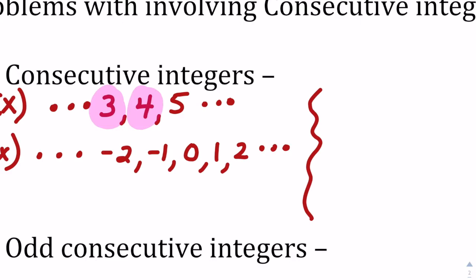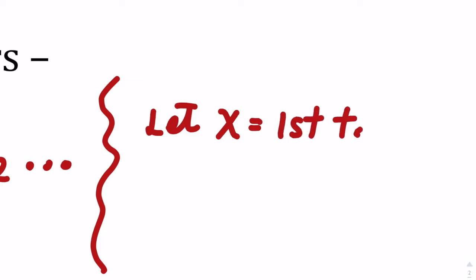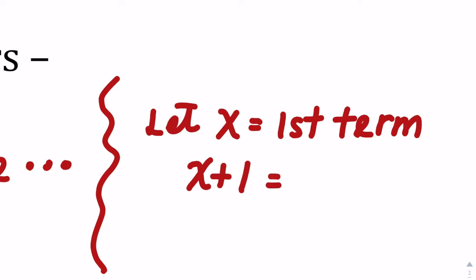Now my question for you is, what happens if I don't know where to start? If I don't know where to start, this is what we would do. We are going to let x equal the first term. But if you look at this, we add 1 to get to the next term. So the next term is going to be x plus 1, equal to the second term.